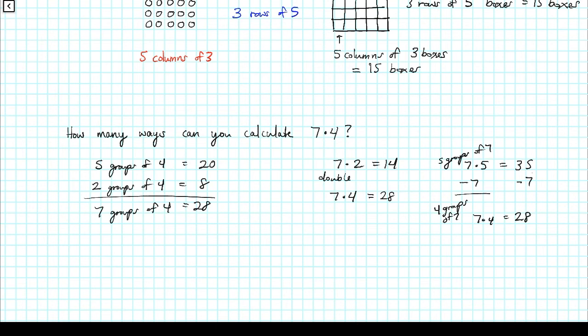So here are 3 different ways that I thought of to calculate 7 times 4. Maybe you thought of different ways. And I would urge you to see if you can draw a picture of these different ways. So looking at this, I'm going to see 7 times 4. Here's my 4 and 7. This is 7 times 4, 4 by 7.